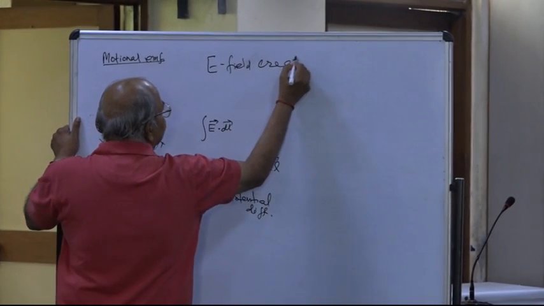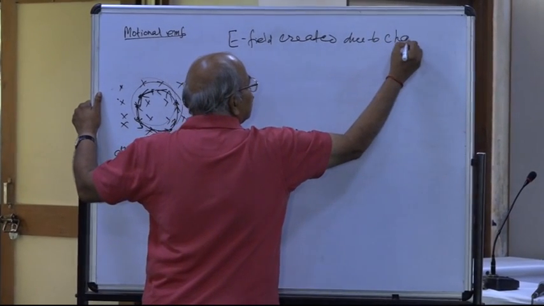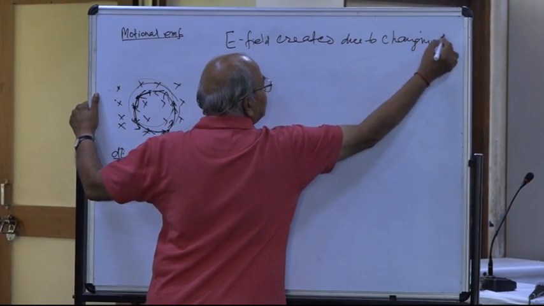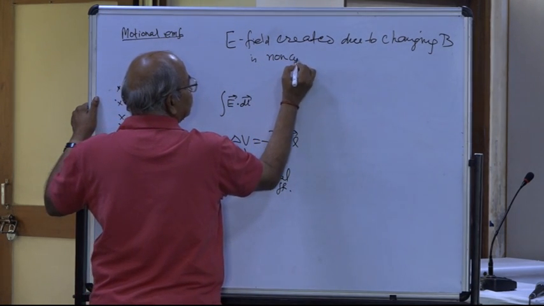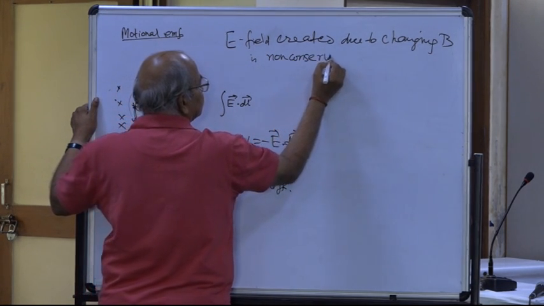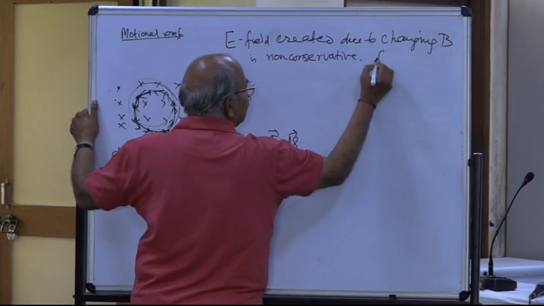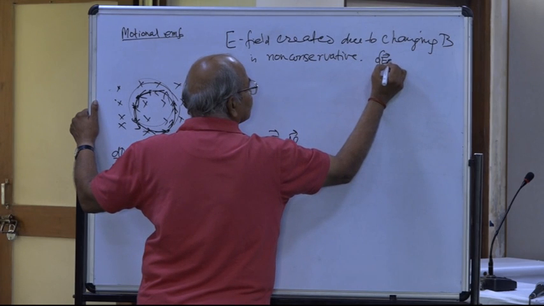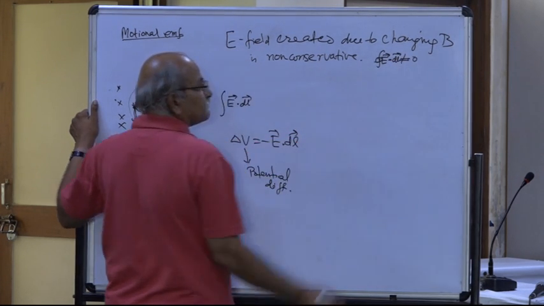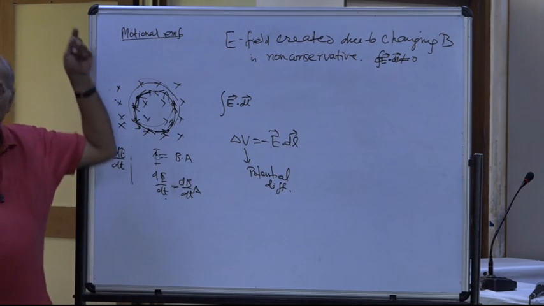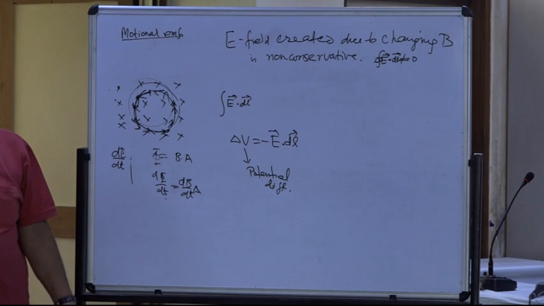The electric field created due to changing B is non-conservative, and this is because that E dot dl on the full loop is not 0. For conservative this should be 0. That is the definition, that is the name.